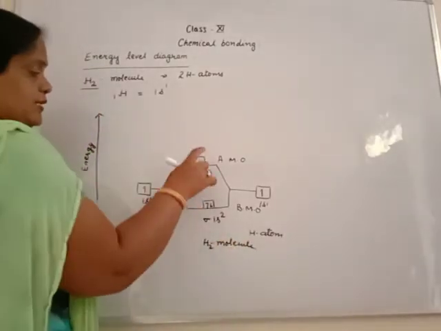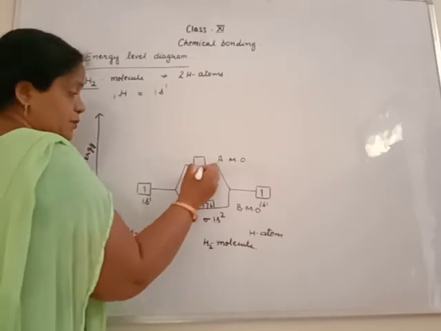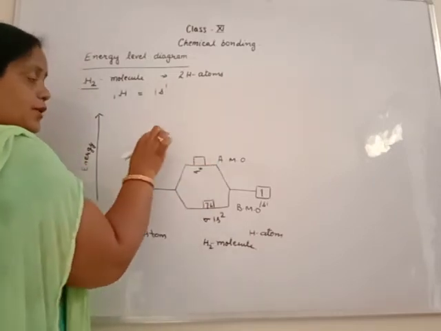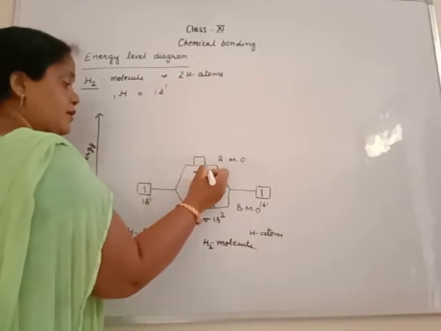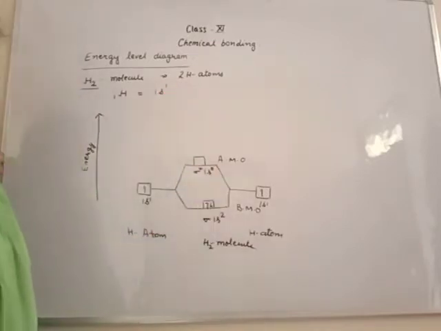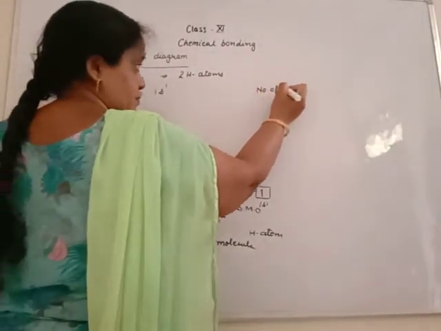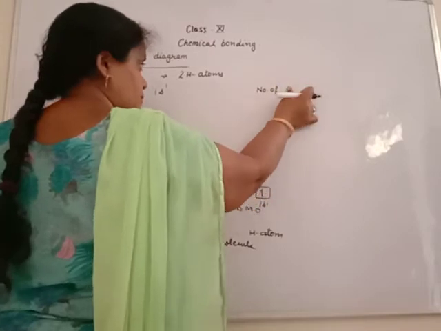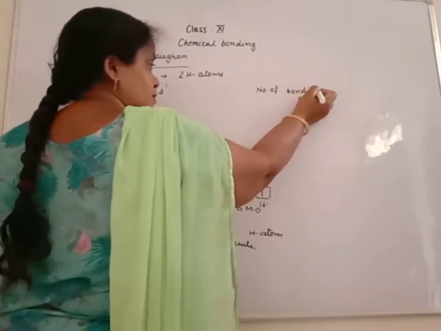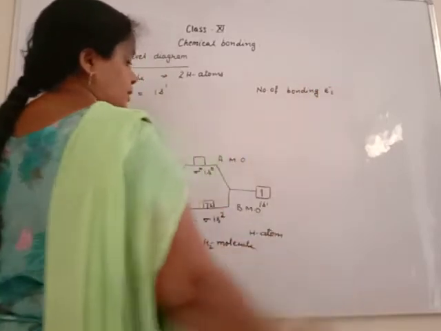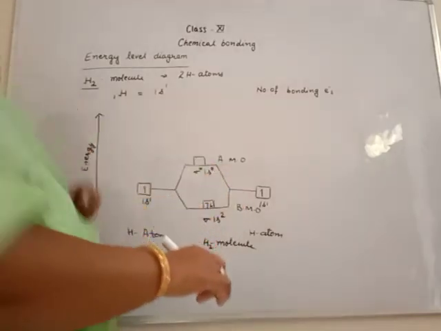Now this one is empty. Beta, bonding is represented by sigma, anti-bonding is represented by sigma star. Bonding is represented by pi, anti-bonding is represented by pi star. But there is no electron. Then you will write the number of bonding electrons. So beta, the number of bonding electrons, all the electrons present in the bonding molecular orbital, that is 2.